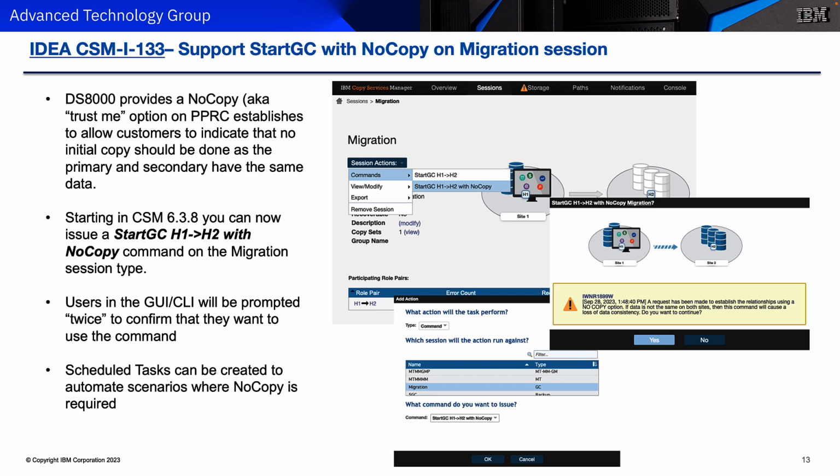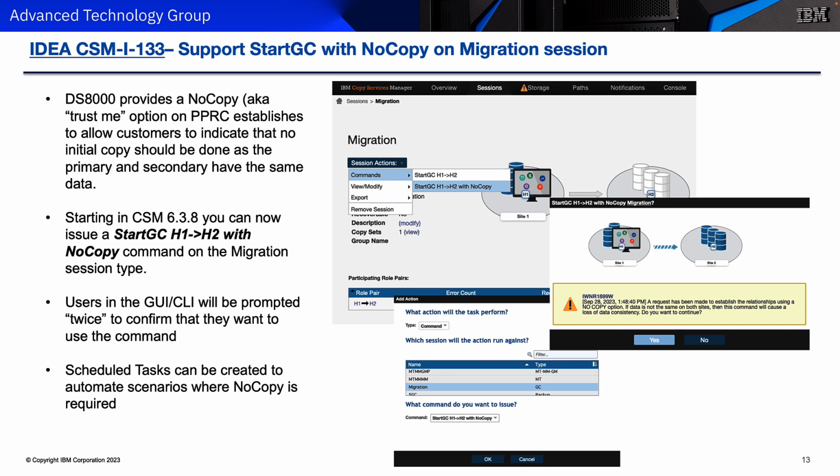If you do it through the GUI or CLI, you'll notice that we will actually prompt you twice. We want to make sure you really know that you want to use this option. But if you go through the two prompts, it will issue the establish with NoCopy. Now, in some scenarios your pairs might actually be in other sessions, but you could still use the migration session, do the StartGC with NoCopy, and cause it to do that NoCopy under the covers if you need to. But if you have any questions on that, feel free to contact support on what you can and can't do and what might be advised.